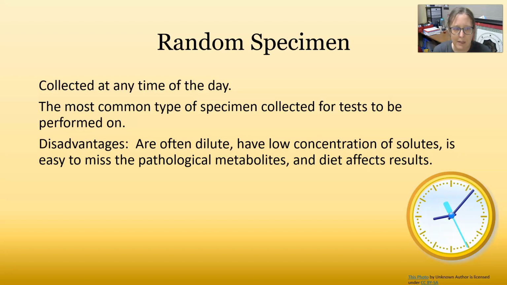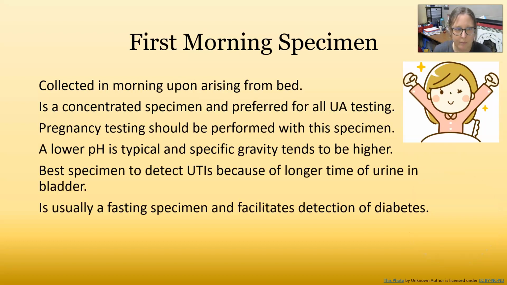The disadvantage of a random specimen is they're often dilute, have low concentrations of the solutes. It is easy to miss the pathological metabolites, and diet can affect the results. So what they've been eating can affect those results.